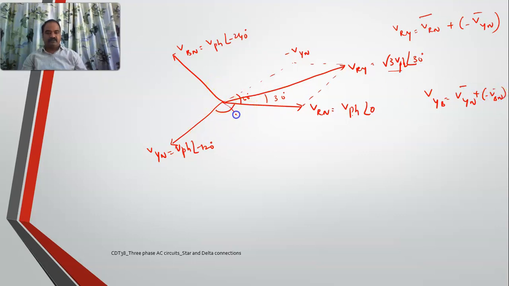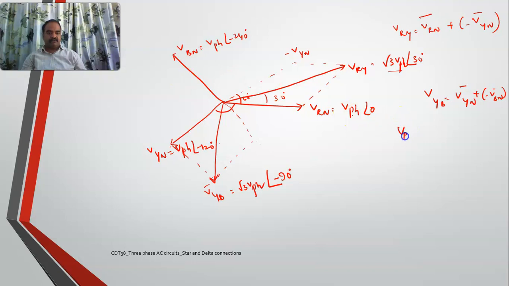Similarly, for YB, so VBN should be brought back, and if I join, then this is VYB. See what is its angle? Its angle is also a line voltage, root 3 phase, at 30 degrees ahead of this one. This is minus 120, so 30 degrees ahead is minus 90.